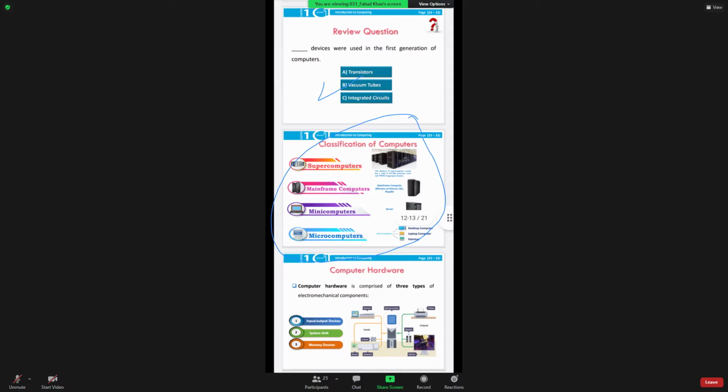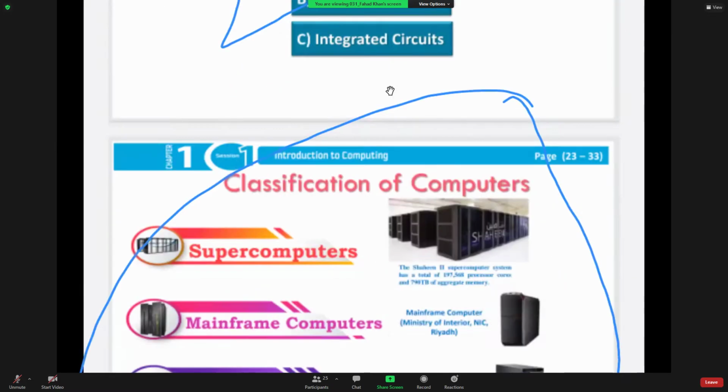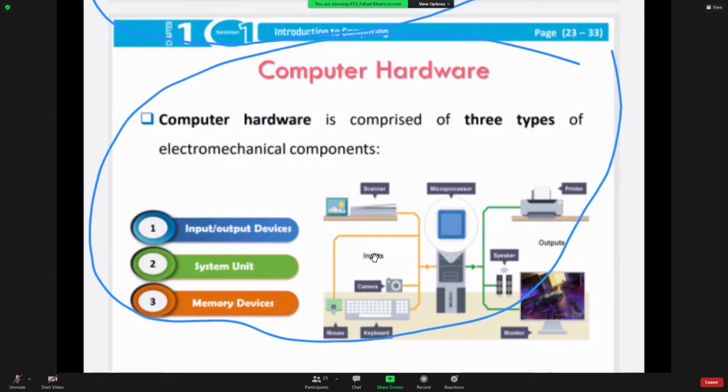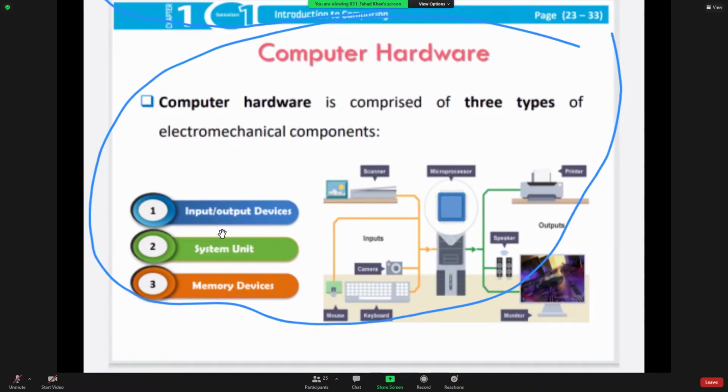Now, the next topic is computer hardware. Computer hardware is comprised of three types of electromechanical components. First is input-output devices. Second one is system unit. Third one is memory devices. You have three types of components. Okay, guys, you understand? So computer hardware is generally three types, guys.